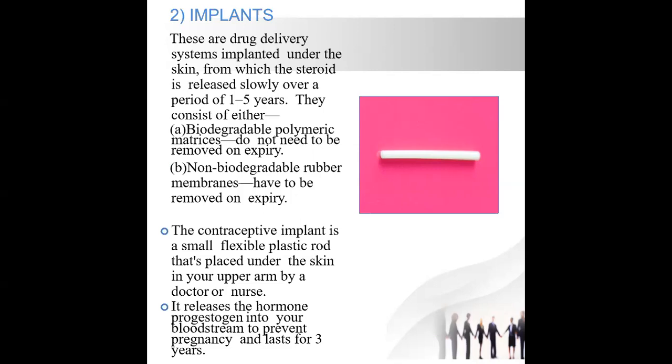They are biodegradable polymeric matrices which should not be removed even after expiry, and there are non-biodegradable rubber membranes which have to be removed after the expiry. The contraceptive implant is a small flexible plastic rod that's placed under the skin in one's upper arm by a doctor or a nurse. It releases the hormone progesterone into the bloodstream to prevent pregnancy and lasts for about 1 to 5 years with an average of 3 years.